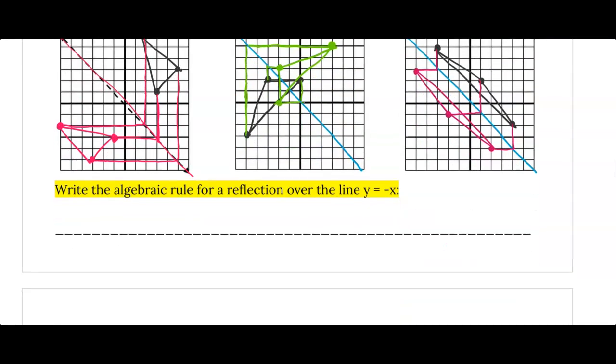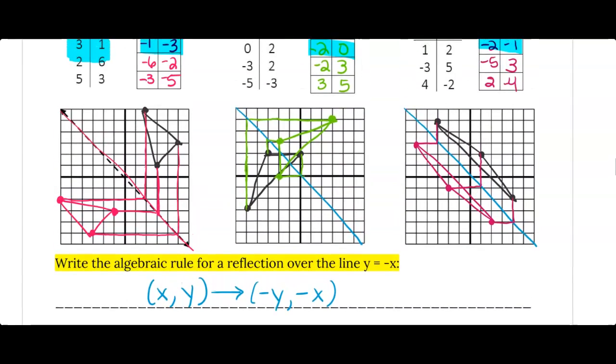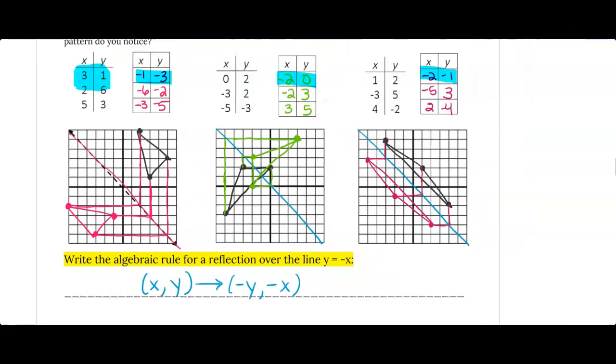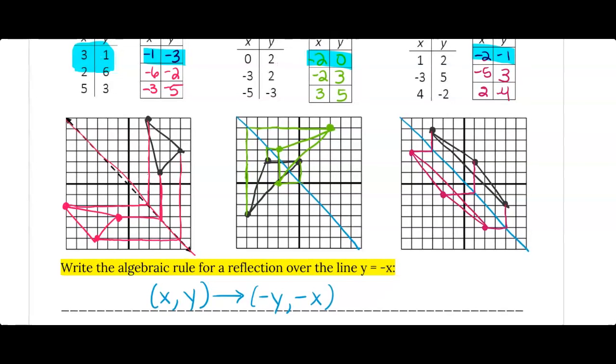So to write this rule, we're just going to write that xy will map to the point -y, -x. So you're going to change both signs and change the order for this particular reflection. So make sure that you've got your algebraic rules written down so that you can use them to help you do examples. We will work examples with this tomorrow in class.